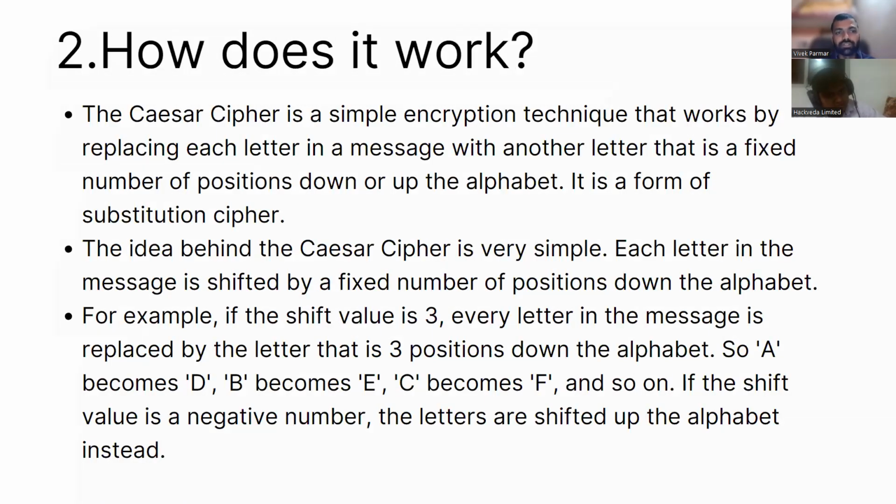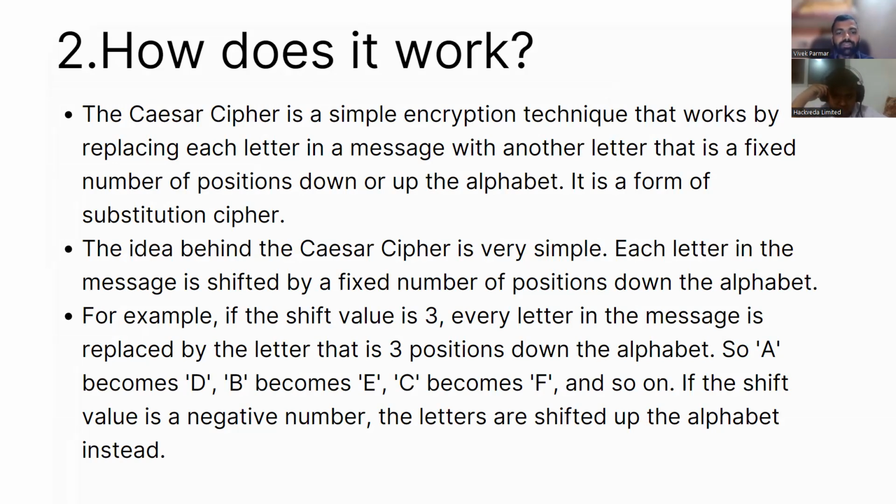So how does it work? Caesar cipher is a simple encryption technique that works by replacing each letter in a message with another letter that is a fixed number of positions down or up the alphabet. It is a form of substitution cipher. It's like a replacement cipher. It will replace each letter in the plain text. The idea behind the Caesar cipher is very simple.